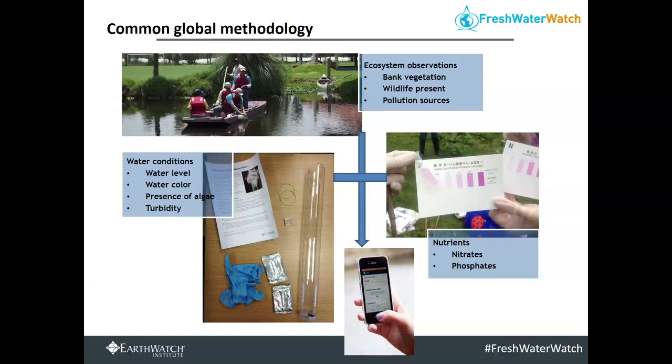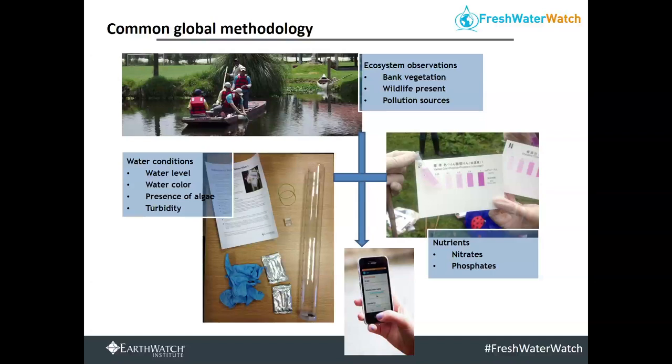So for example, if you've got a pipe coming into your section, you try and understand where that pipe's coming from and attribute it to, say, residential discharge or road discharge, something like that. Then there's sort of qualitative and semi-quantitative measures of water conditions.